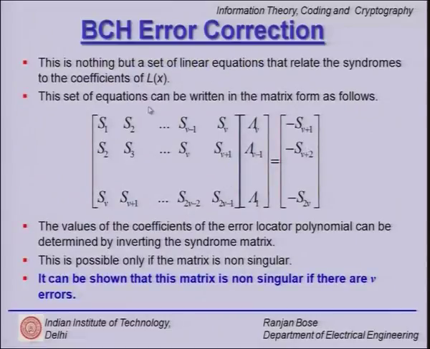Finally, it can be represented in matrix form in terms of the syndromes and the error locator polynomial coefficients. It can be shown that this matrix is non-singular if there are nu errors. Okay. So, we should be able to solve this to correct nu errors, but we do not know, because we have designed it to correct t errors, what will happen if fewer than t errors occur.